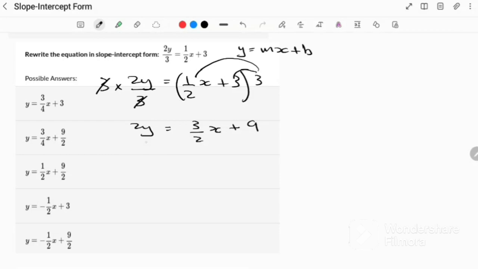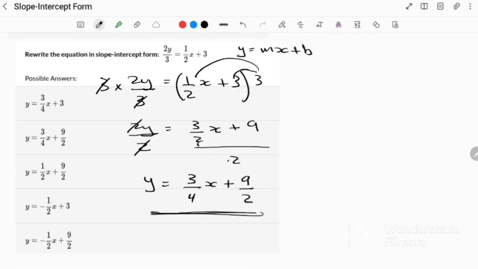And then we're going to go ahead and divide each side by 2. And this 2 will cancel, and we will be left with y is equal to 3 over 4x plus 9 over 2. This 2 and this 2 multiply, and 9 is left with over 2. So this is our final answer, which is this equation right here.